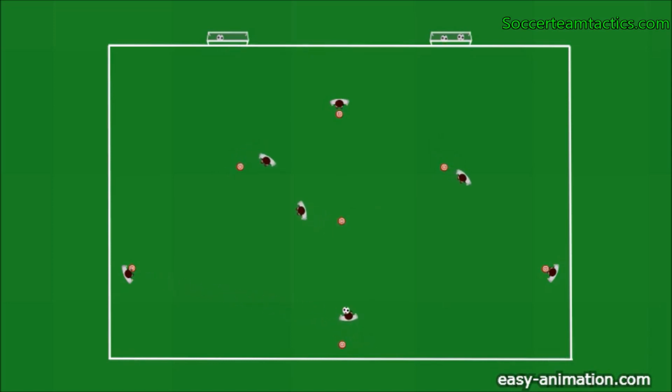A similar example is executed on this occasion, where the attacking midfielder again receives in low positions and then plays the pass to the center forward who lays the ball off.